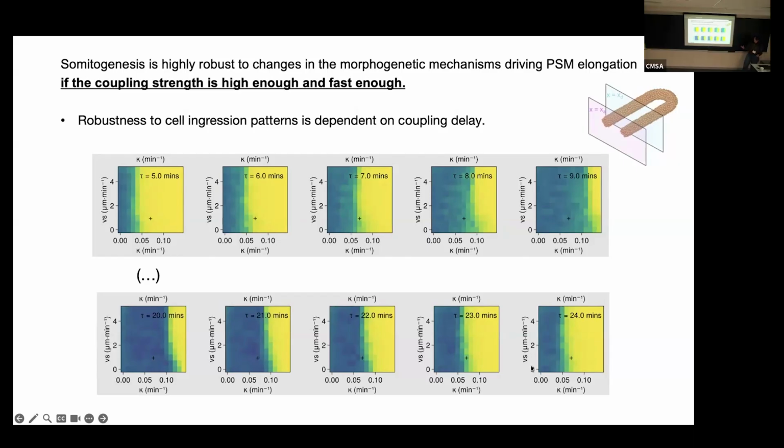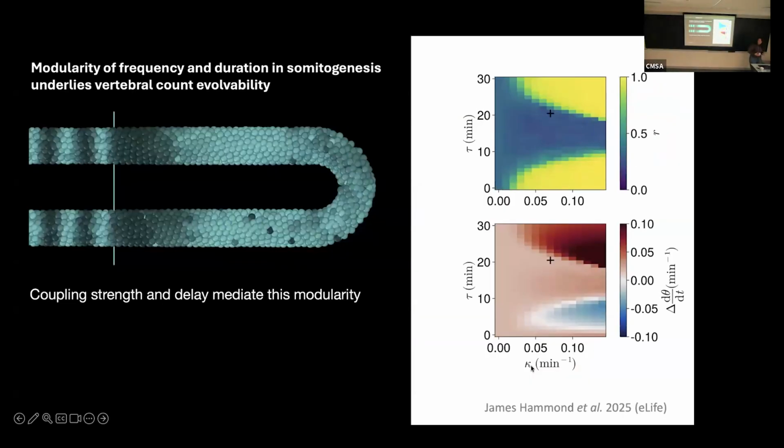Right, so this system, somatogenesis, really has that modular property where, depending on the coupling strength and the delay, you find yourself in these sort of manifolds of evolvability, which is, we propose, why this process is so evolvable and why we see so much evolvability of vertebral counts.